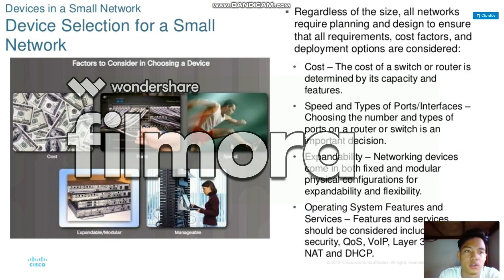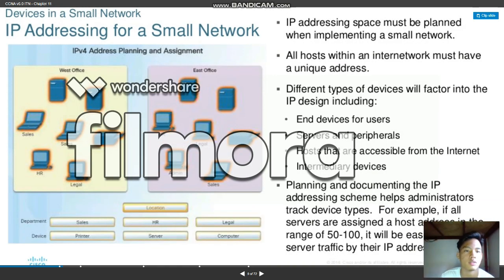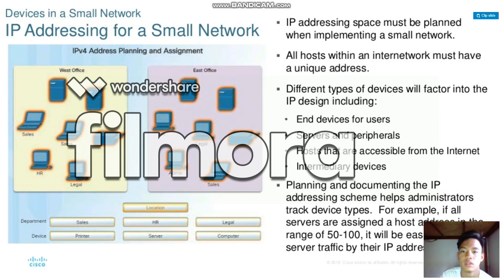So device selection for a small network. Regardless of the size, all networks require planning and design to ensure that all requirements, cost factors, and deployment options are considered. So you have the cost, speed, and types of ports, interfaces, expandability, operating system features, and services. So IP addressing for a small network. IP addressing space must be planned when implementing a small network. Planning and documenting the IP addressing scheme helps administrators track device types.